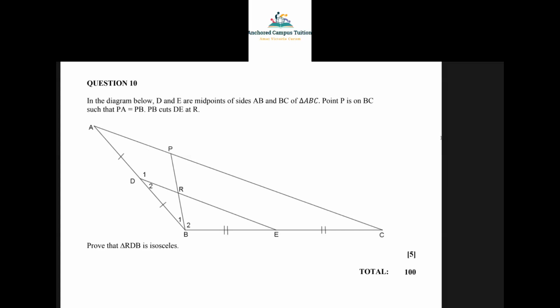So remember, if PA is equal to PB, it makes APB an isosceles triangle. Just as a side note.